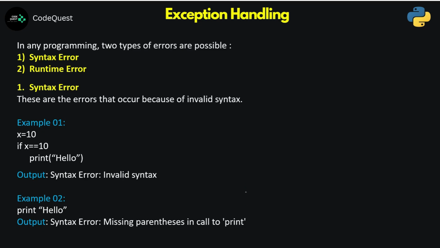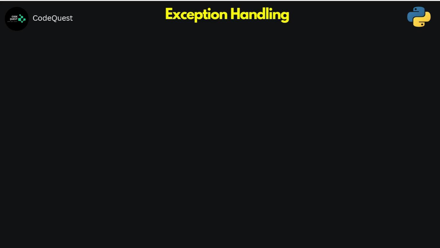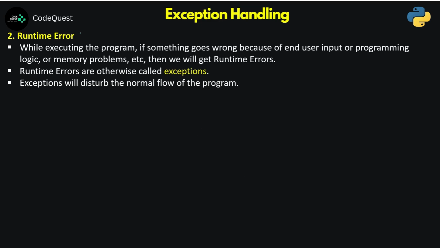So hence syntax errors will never let you get into the next step, that is the execution of the program. Unless you avoid the syntax errors or debug them, you are not allowed to run the program. Now getting into the second category of error, which is called the runtime error.